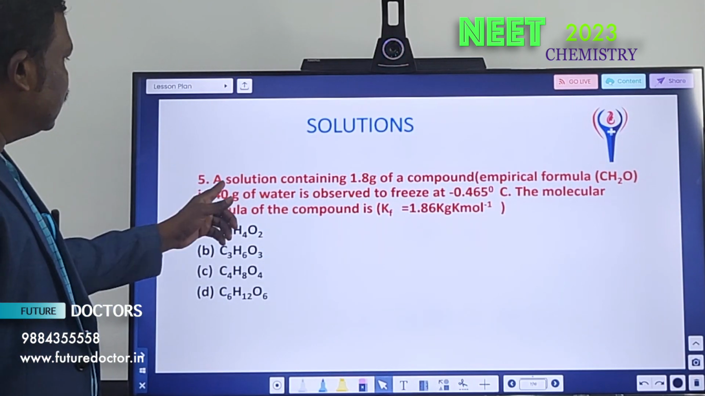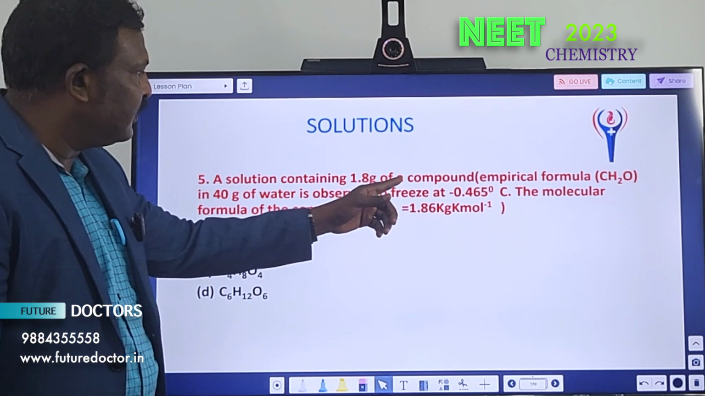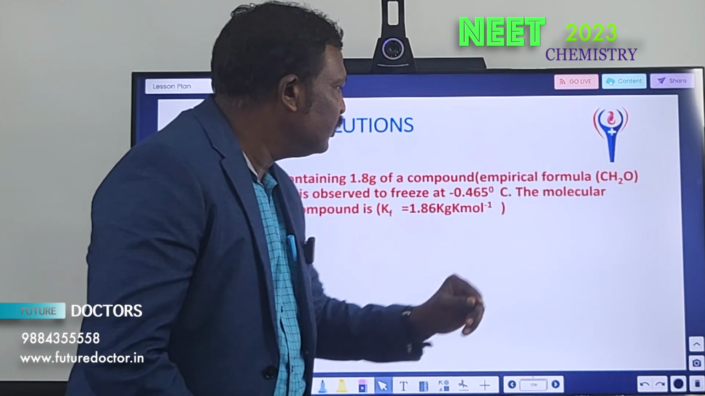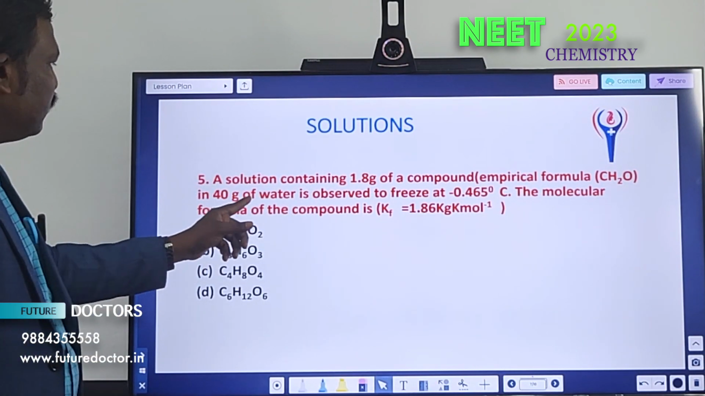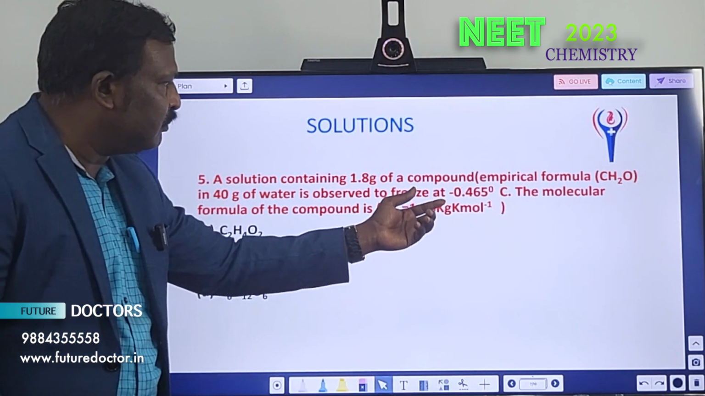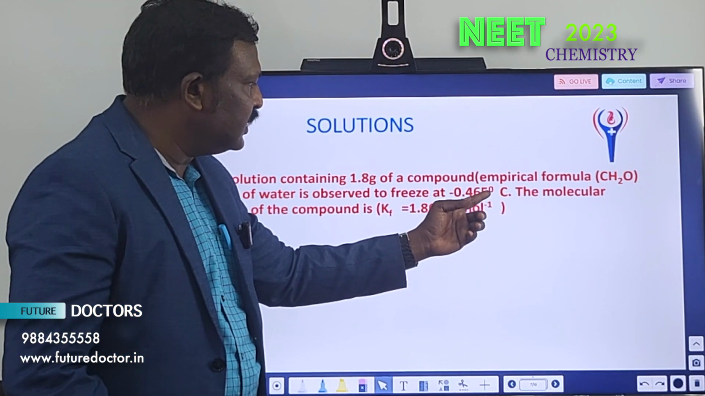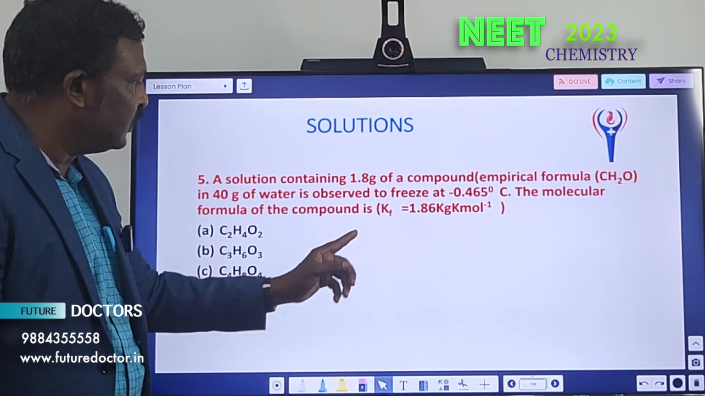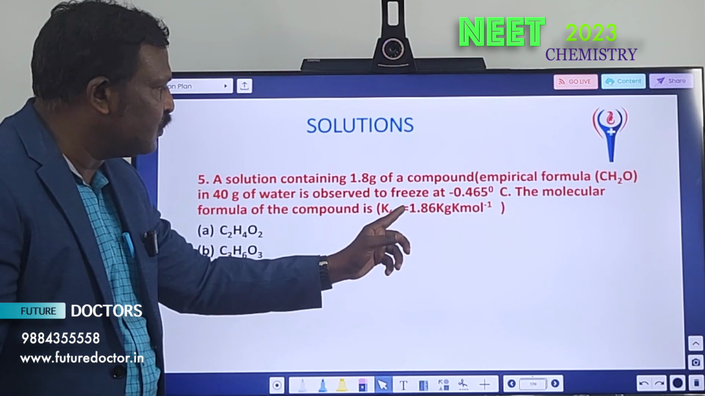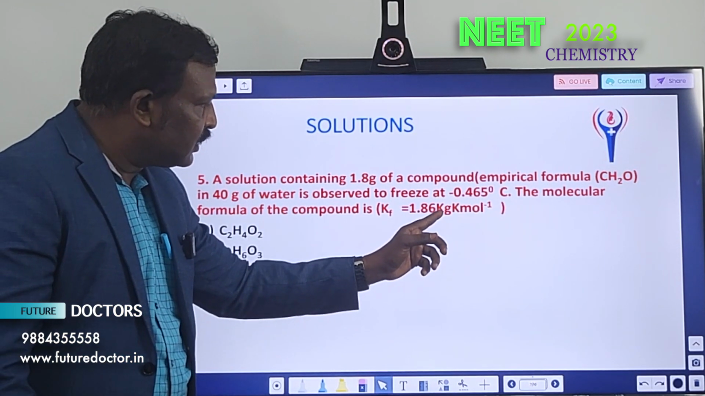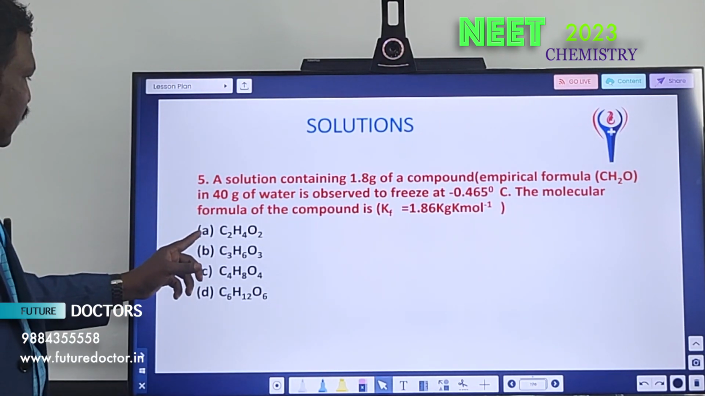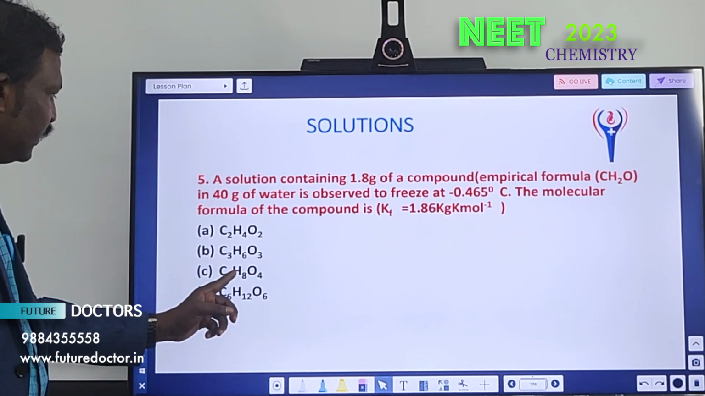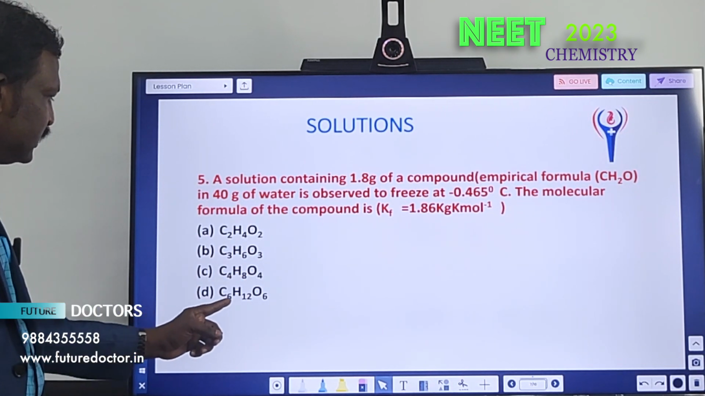Understood? Then the fifth one. A solution containing 1.8 gram of a compound with empirical formula CH2O in 40 gram of water is observed to freeze at minus 0.465 degrees Celsius. The molecular formula of the compound is dash. That's the question. The Kf value is given, the freezing point constant 1.86 kilogram Kelvin per mole. Option A C2H4O2, option B C3H6O3, option C C4H8O4, option D C6H12O6.